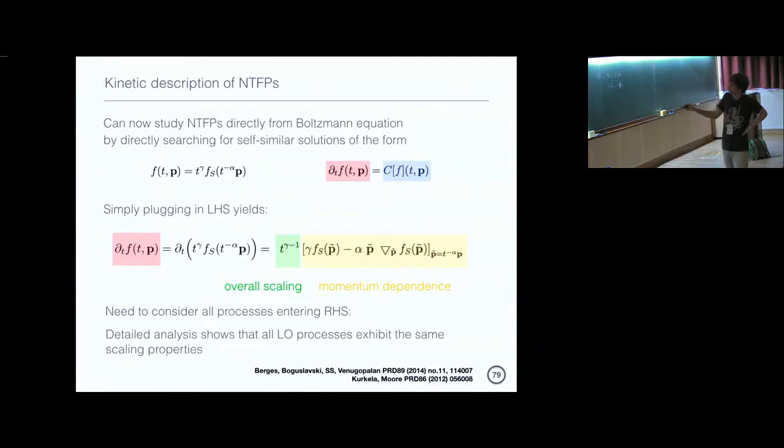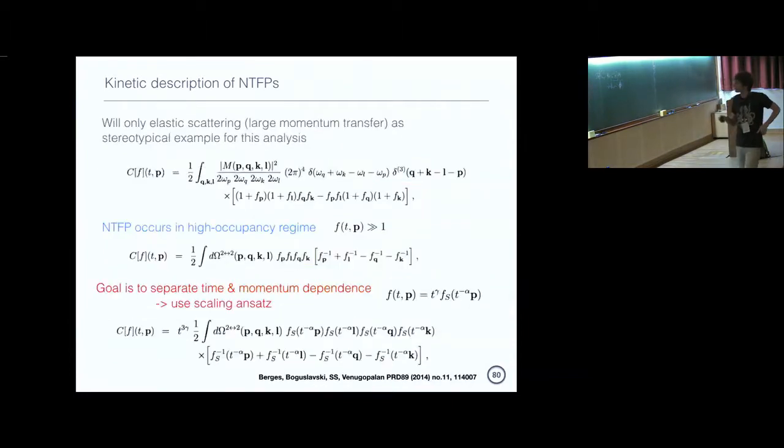Okay, so let's try and do that. We'll only consider these large-angle scatterings, elastic scattering with large momentum transfer. The structure of the collision integral for this is given by this. There's a matrix element here, the details of which are essentially irrelevant to us for the moment.